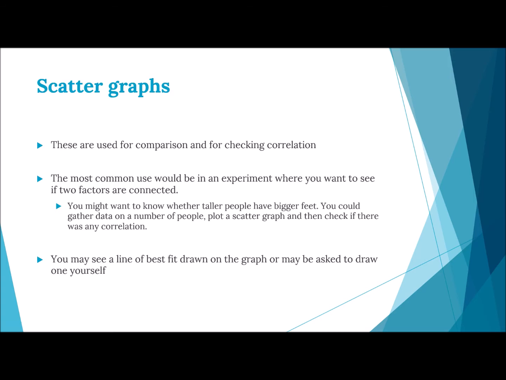Sometimes the scatter graph will have a line of best fit. Sometimes you'll be asked to draw the line of best fit onto a graph. Sometimes it won't be possible to draw a line of best fit because there's no correlation at all between the data. If there's no correlation, there won't be a line of best fit. What you definitely should not do is try and join all the points up.